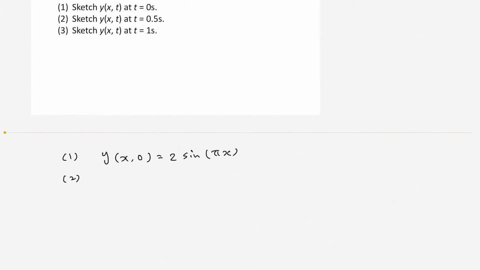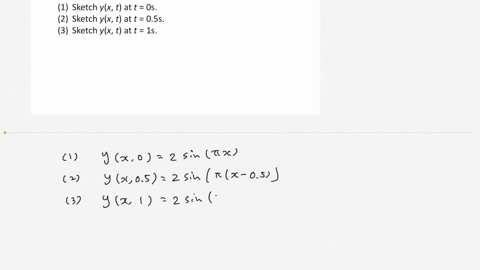And this is question 2, y of x, 0.5. It becomes 2 sine pi times (x minus 0.5), because v is 1. And 3, y of x, 1 equals 2 sine pi times (x minus 1).